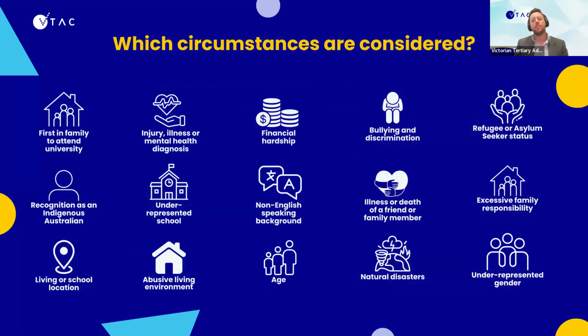In terms of the type of circumstances equity schemes considers, we have a few examples on the screen. This is by no means exhaustive. I could fill the next dozen slides with more examples. The main ones tend to be financial hardship, which many Year 12s apply under using their parent or guardian Centrelink or family tax benefit statement, or under circumstances related to health, physical and or mental. But you can apply for as many categories or areas that are relevant to your circumstances.